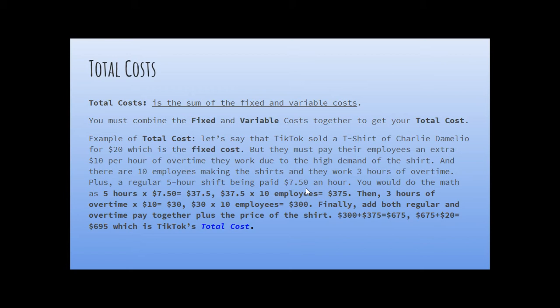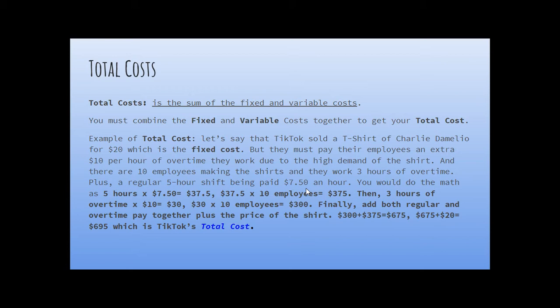But they must pay their employees an extra $10 per hour overtime they work due to the high demand of the shirt. There are 10 employees making the shirts, and they work 3 hours of overtime plus a regular shift of 5 hours at $7.50 an hour. Due to high demand, they have to work 3 extra hours of overtime, and that change per hour is what we're going to accommodate for. We're going to calculate it.